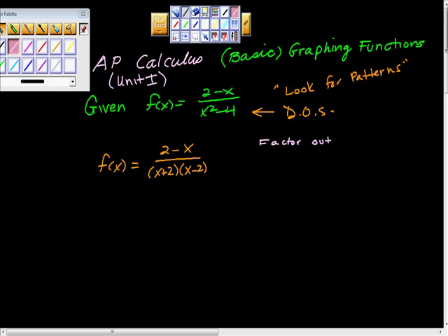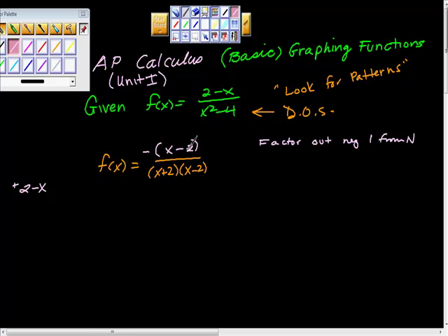Factor out negative 1 from the numerator. And that would look like this, wouldn't it? That would make this negative 2, right? Because remember, we had 2 minus x here. So negative times positive x is this negative x right here, and then negative times a negative gives us our positive 2 back. Now, if you're asking, well, why would you do that?